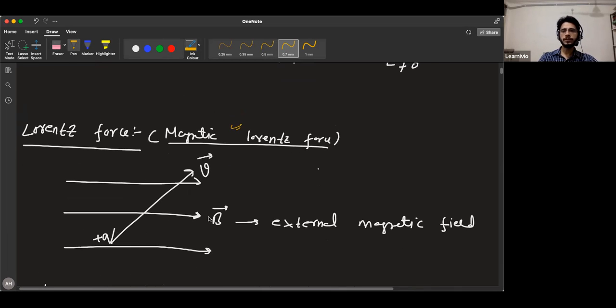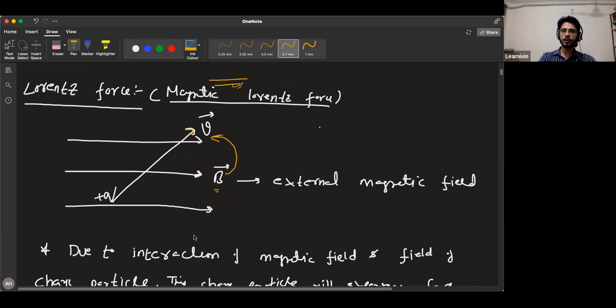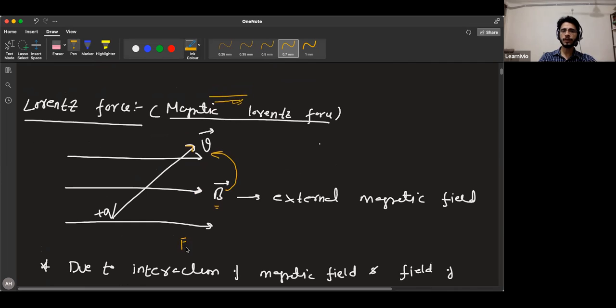So as you can see, this is the magnetic field to the right-hand side, and the charged particle is moving with some velocity v. When this charged particle moves in this magnetic field, the magnetic field will exert some force over the charged particle. That force is known as the magnetic Lorentz force, and when we calculate it, it is given by this expression.